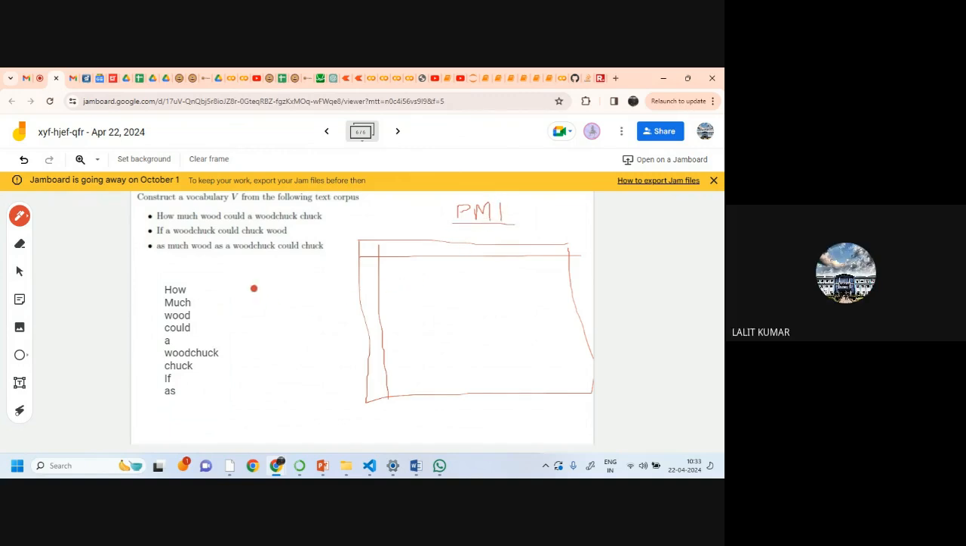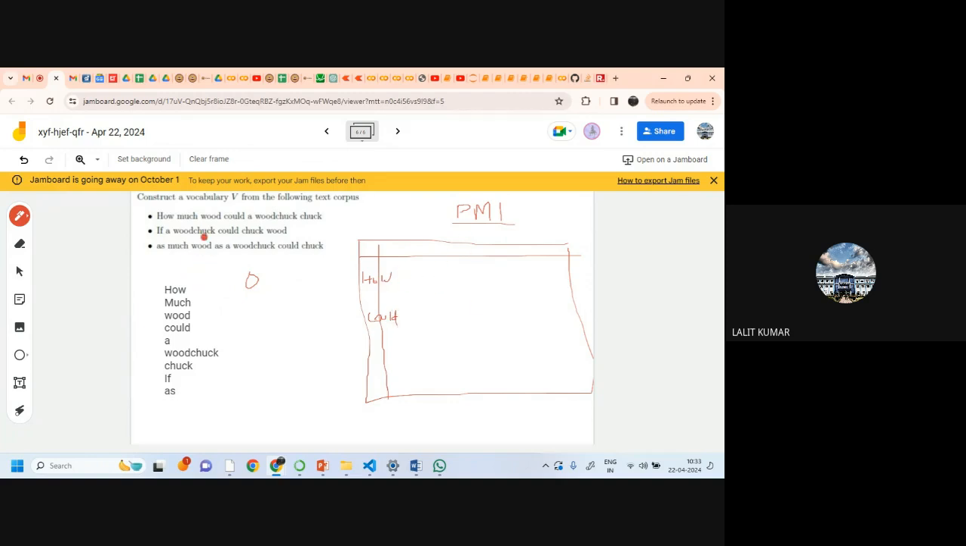Something was like that, no? PMI. What does that mean? Co-occurrence, for example, this is how. Okay, we will do this in SVD, I think. No, SVD we'll do later on. But this is one of the techniques where we start finding the relationship.